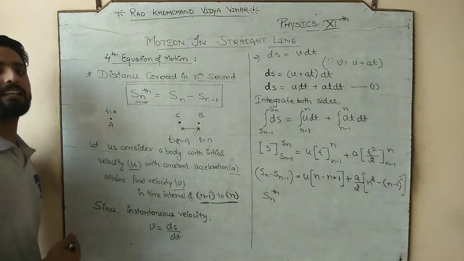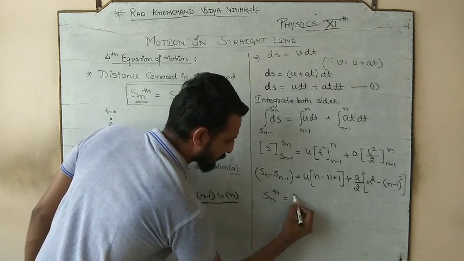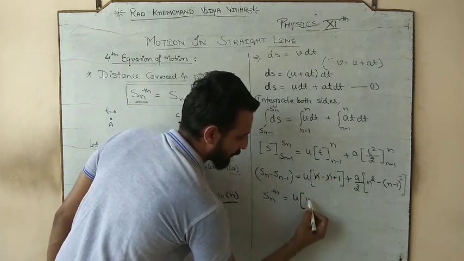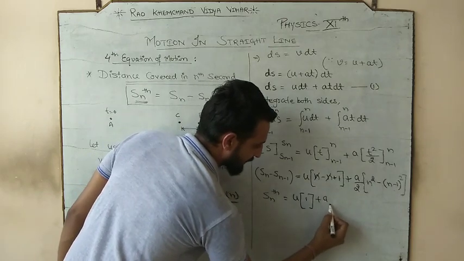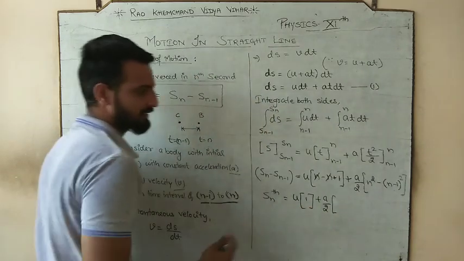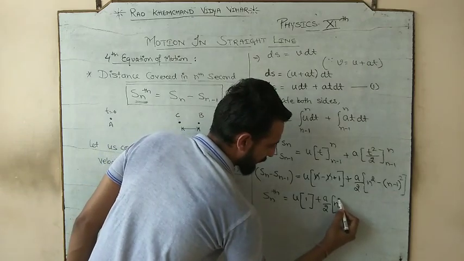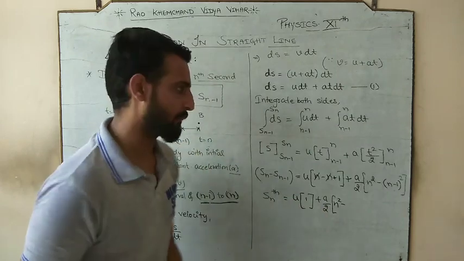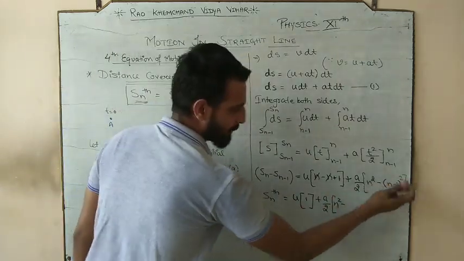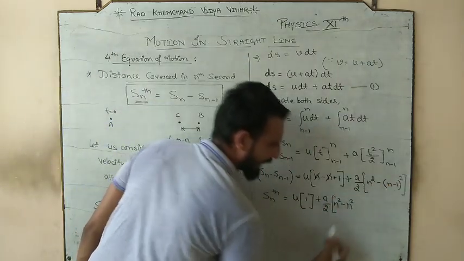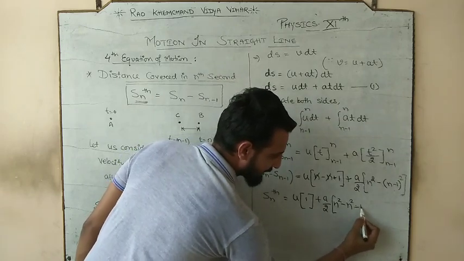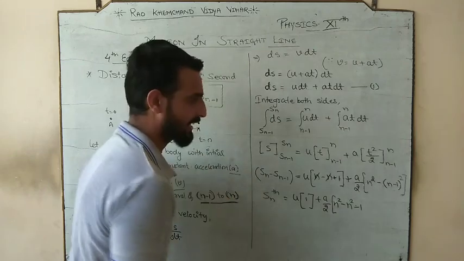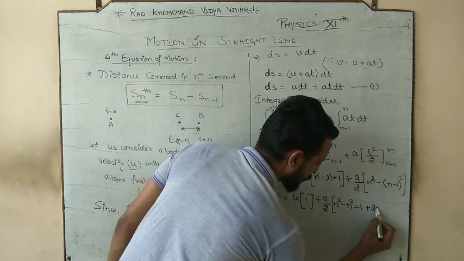The distance covered in nth second is equal to u into n minus n plus 1. So n cancels with the n. What is left? Only 1 plus a by 2. Now just open the bracket. It would be n square minus (n minus 1) whole square. So apply this algebraic concept: a minus b whole square is a square plus b square, but it is negative outside, so it would be negative n square negative 1 plus 2n.